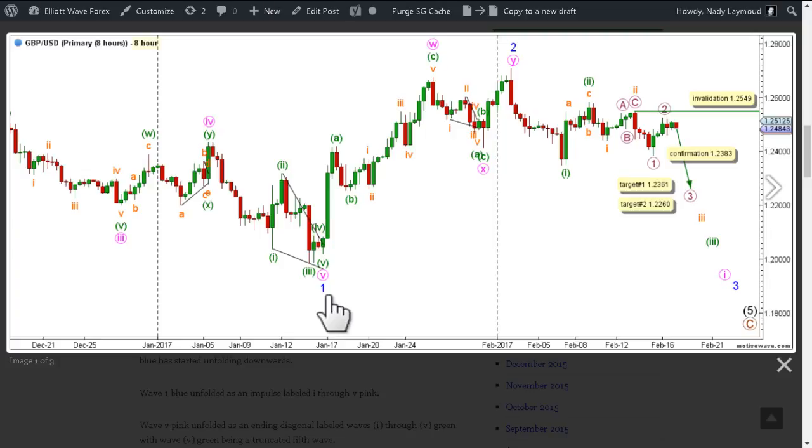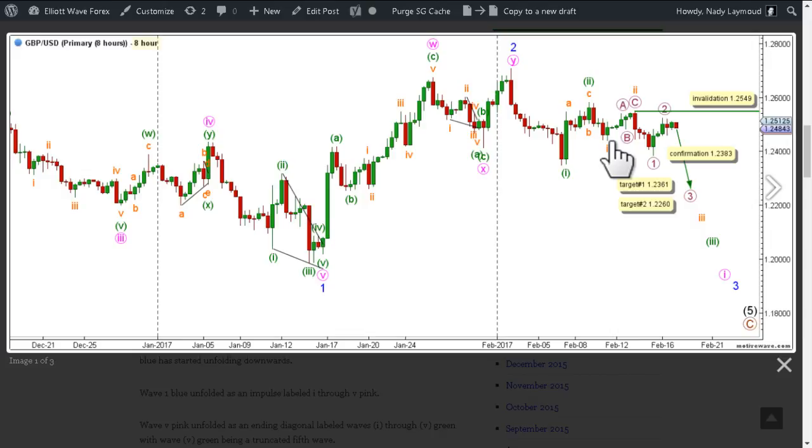Wave 1 blue unfolded as an impulse, labeled waves 1 through 5 pink, and wave 2 blue unfolded as a double zigzag, labeled W, X, and Y pink. This count expects a series of first and second waves unfolding downwards. However, each series did not make new lows, therefore we do not have that much confidence in this count.